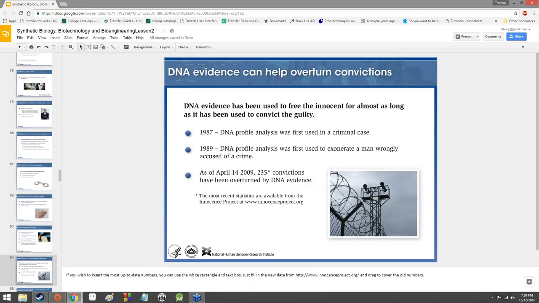So he was accused of a crime in the past. He was prosecuted for it. DNA analysis after the fact allowed them to say, hey, this guy did not actually commit this crime. As of April 14th, 2009, 235 convictions have been overturned by DNA evidence, and that number is most assuredly higher than it was then.